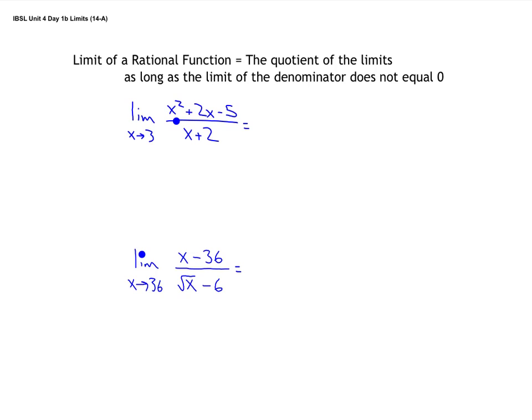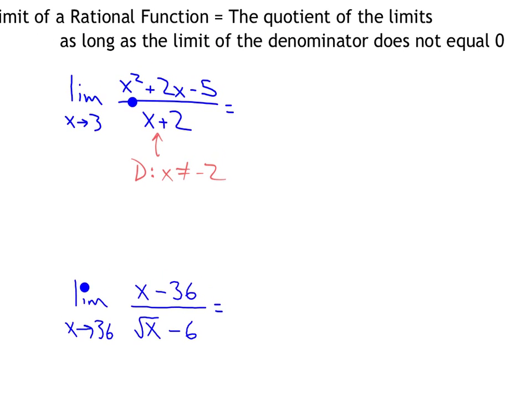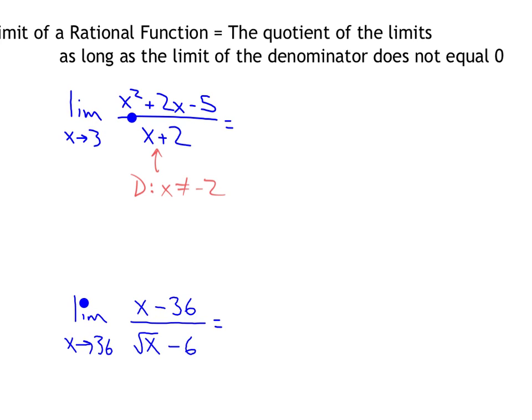Alright, so for example, in this case, our domain is x cannot be what? X can't be negative 2, right? So, can I just evaluate this one? Yeah, okay. I have 9 plus 6 is 15 minus 5 is 10. So I have 10 over 5, and I just get the limit to be 2.